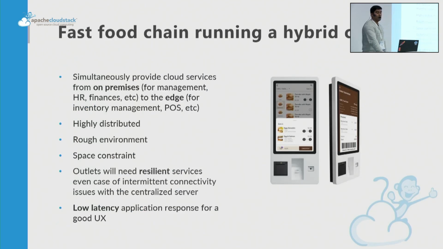A good example can be a fast food chain running a hybrid cloud with maybe thousands of sale points. It could be running an on-premise cloud for different activities like management, HR, and all. Then it would also be running those thousands of edge deployments for inventory management, point of sale, things like those. It is a highly distributed, rough environment. So a traditional architecture in terms of a large data center would not fit in this use case. So it could be seen as probably the best example for edge deployment.